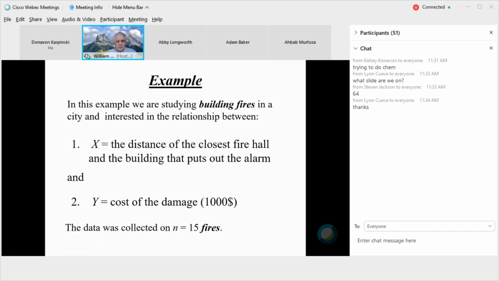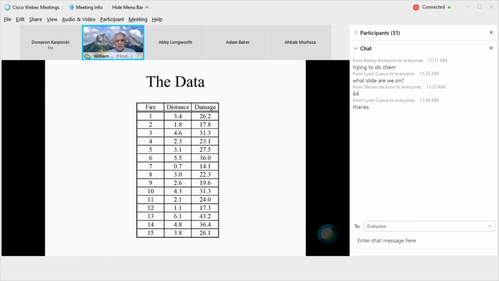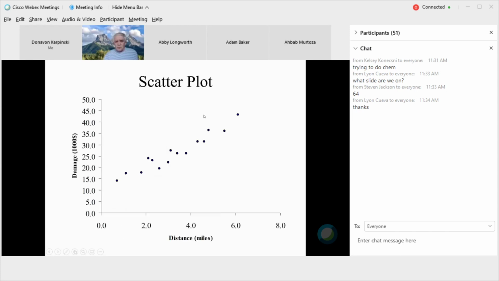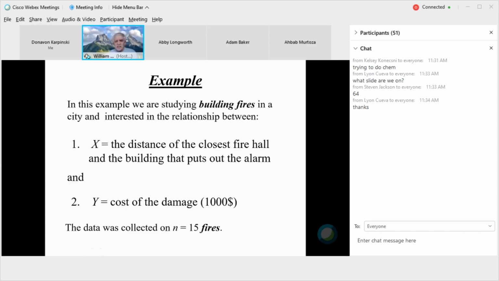The data was collected for 15 fires. There, for each fire, we had the distance to the closest fire hall and the amount of damage done in thousands of dollars. You plot a graph of that, you can sort of see where.